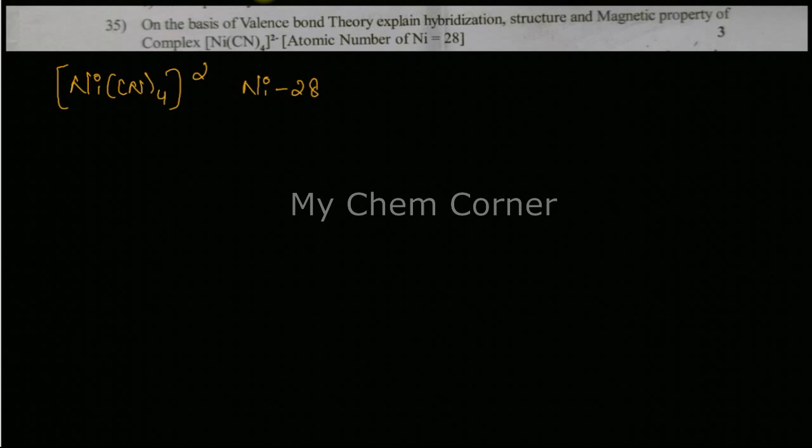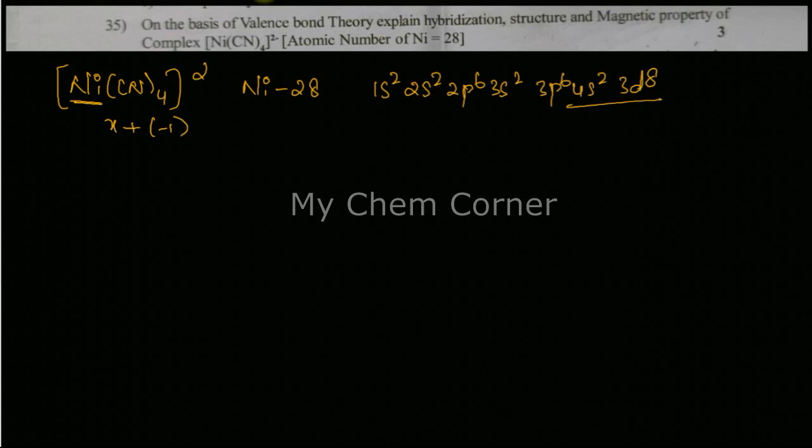Very easy one. Here you're given the atomic number 28. When you write the electronic configuration, you have 1s2, 2s2, 2p6, 3s2, 3p6, 4s2, 3d8. So in the ground state, it is 4s2, 3d8. You need to find out the oxidation number of Ni in this compound. When I take X as Ni, CN is going to have a -1 charge. How many CN are there? It is 4, and the overall charge is -2. So when I calculate, Ni will get +2.